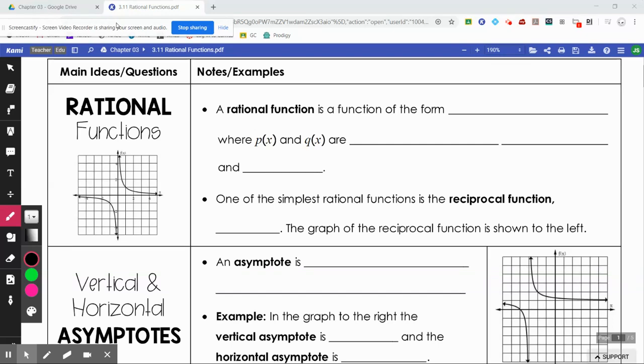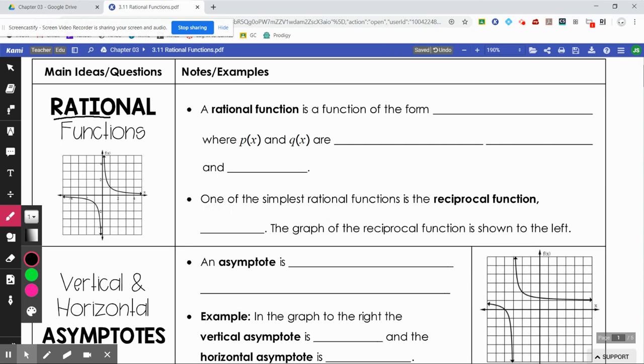Okay, in this video, we're going to be talking about rational functions. And if you remember, the root of rational is ratio. A rational function is any function of this form: f of x is equal to p of x over q of x, where p of x and q of x are polynomial functions. So we're still dealing with our polynomial functions that we've been dealing with, except now we're dealing with a quotient. You're dealing with the division of the two.